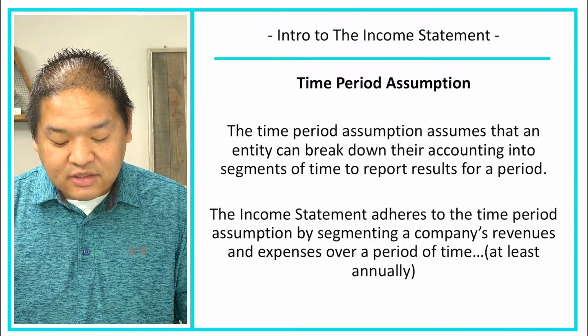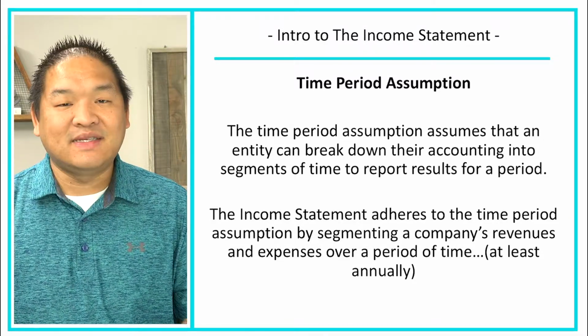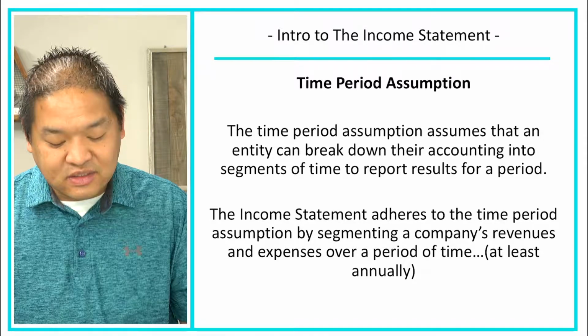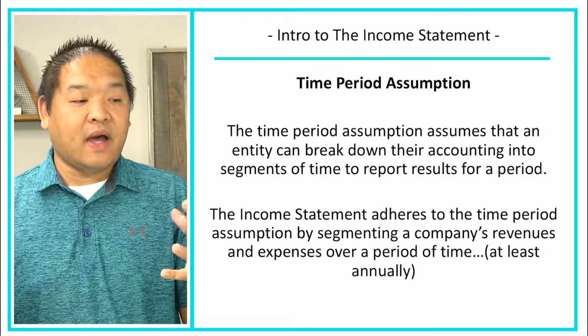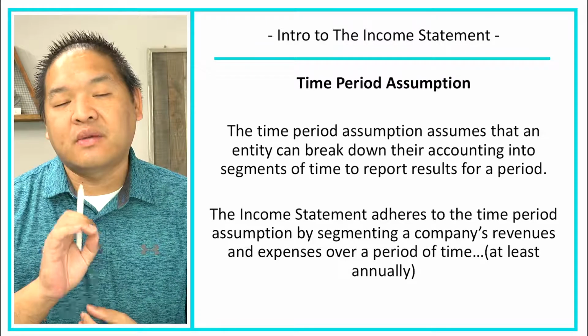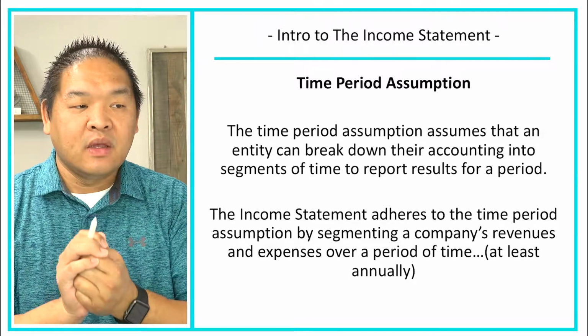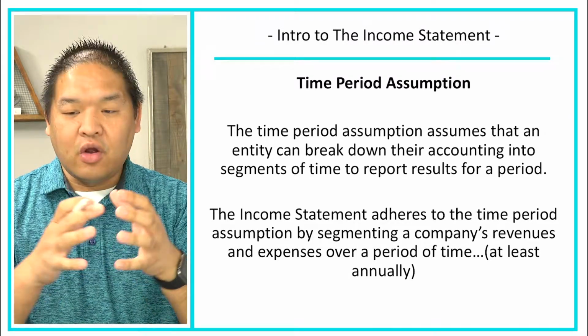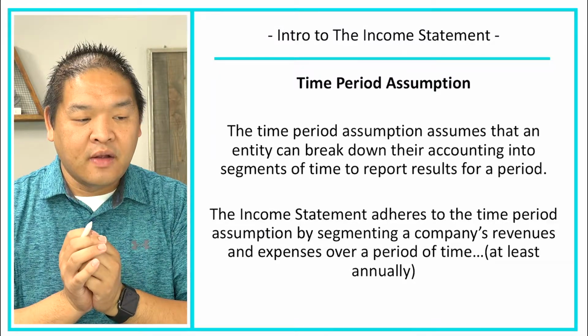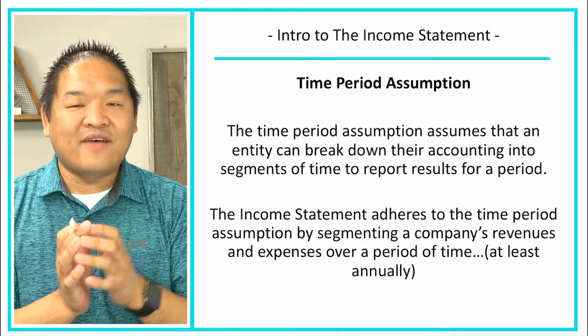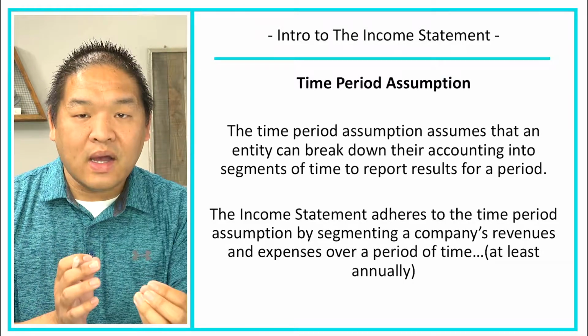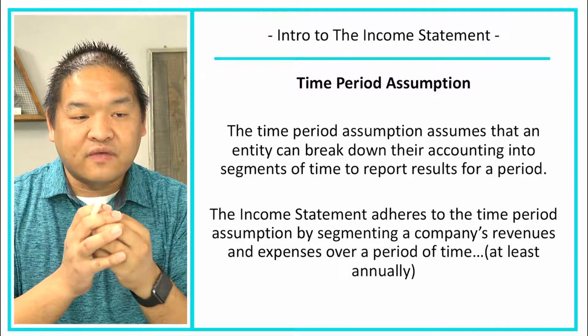The income statement adheres to the time period assumption by segmenting a company's revenues and expenses over time, at least annually. So when we think about, say, a hard asset, and we'll talk about this in the depreciation section, the cost is allocated over time. And so if we buy a car for $10,000 and it's going to last us 10 years, we don't have a $10,000 expense on day one, because we're going to use that car for 10 years.